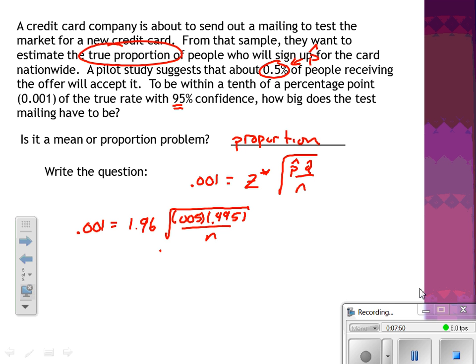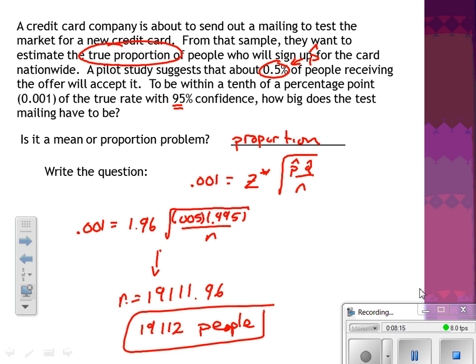So we'll do some work here. 0.001 divided by 1.96. We'll square that. And then 0.005 times 0.995 divided by that answer. Big numbers here. At the end of the day, we get 19111.96. So in other words, we want to send this out to 19,112 people.